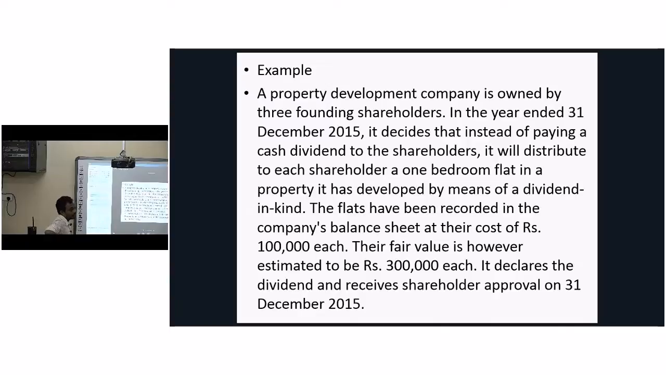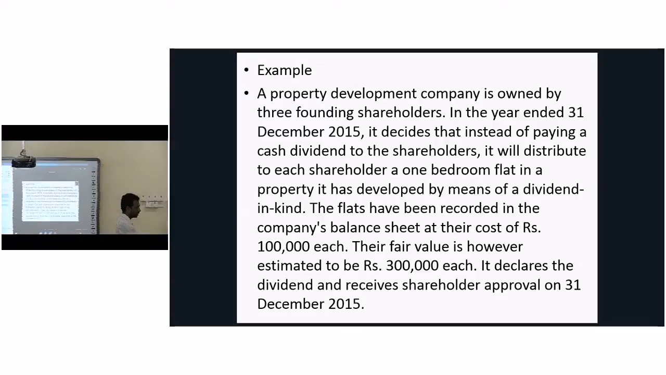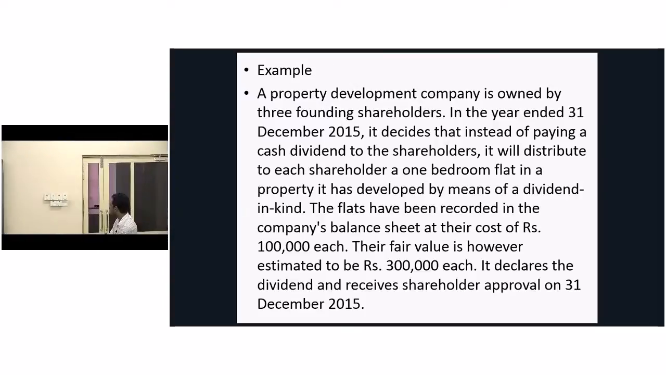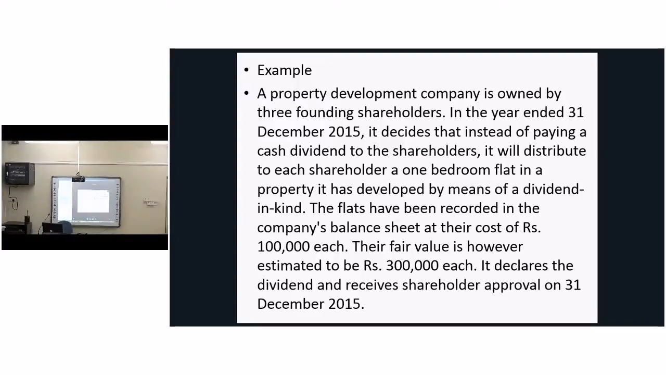They have constructed this at how much? 100,000. But the fair value, the market value of the same, is 300,000. It declares a dividend and receives shareholders' approval on 31st December 2015. Assume that the year end is also 31st December. Now what do we do? What is the fair value of this? How many shareholders? 3 shareholders. How much do we give for that? 3 into 300,000. How much is it then?